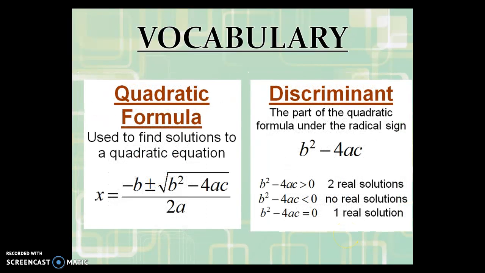Quadratic formula. This is the quadratic formula. This is a foolproof way to always find your x-intercepts or your zeros. Okay? It always works. The discriminant is what's inside the square root.